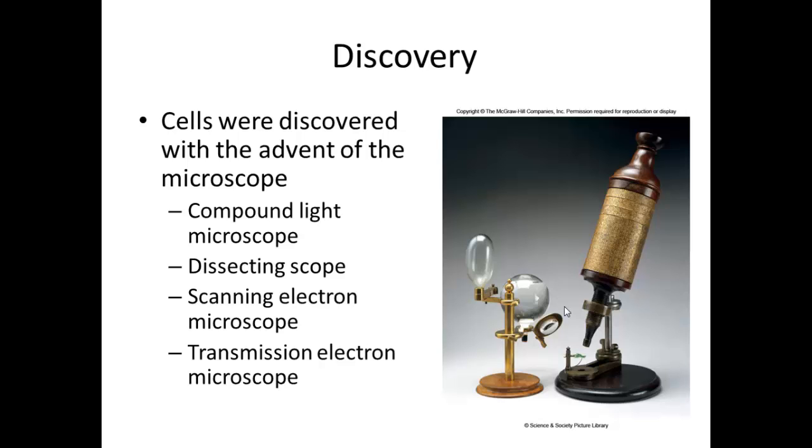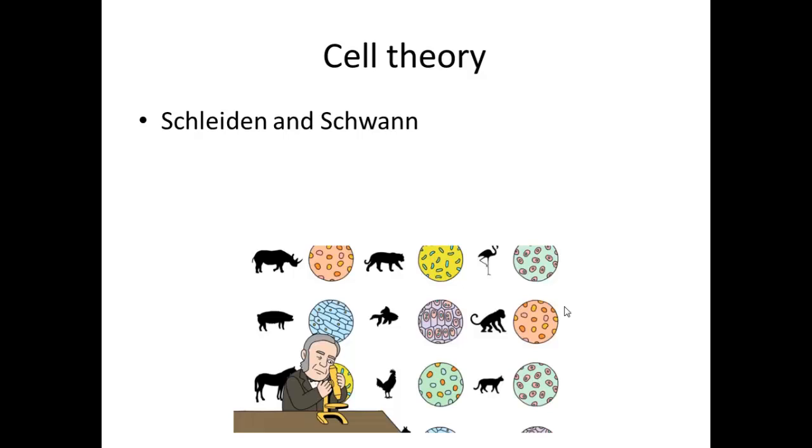So some of the microscopes that we use today are the compound light microscope and dissecting scope, which also has a compound light function to it, but just has a little broader range of view. We have some more microscopes that can see things at a very, very small level or have a very, very high resolution. Those are the scanning electron microscope and the transmission electron microscope.